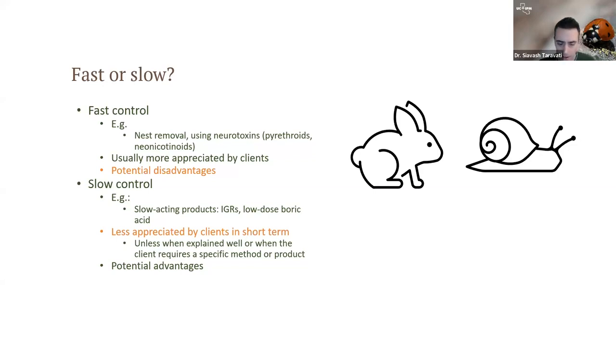But sometimes there could be some potential disadvantages. When you do choose a slower acting chemical, for example, like an IGR, or you use a low dose boric acid or something like that, then you're not going to get that fast action, right? And usually it's less appreciated by clients in the short term, right? Unless you explain to them why you're doing this, or sometimes clients want you to use a specific method or chemical because they're concerned about A, B, C, D, right? But there could be some potential advantages to that.